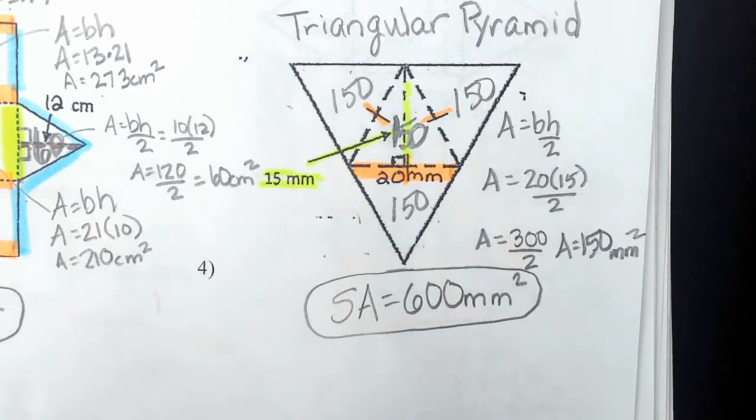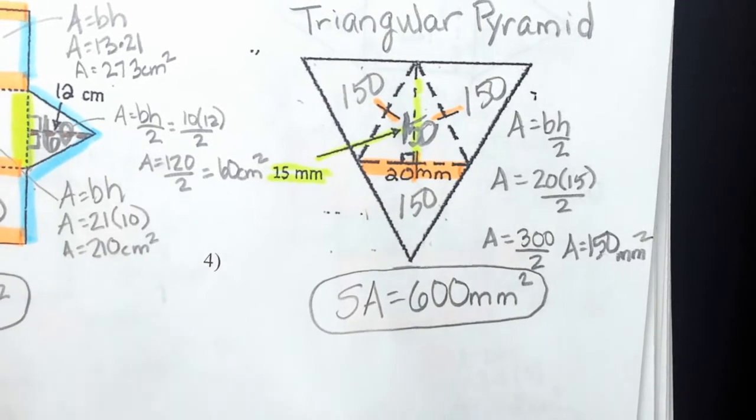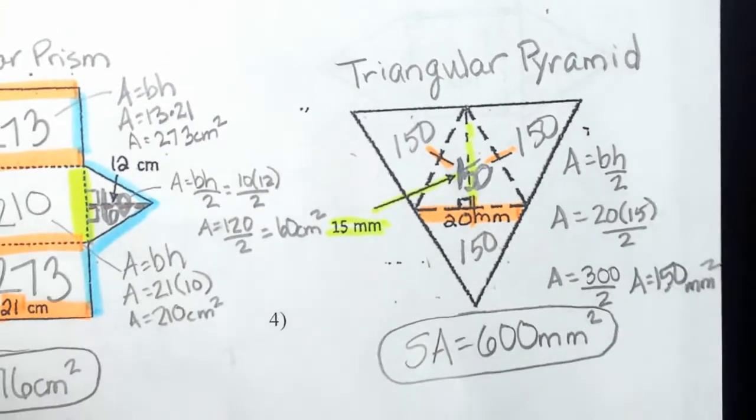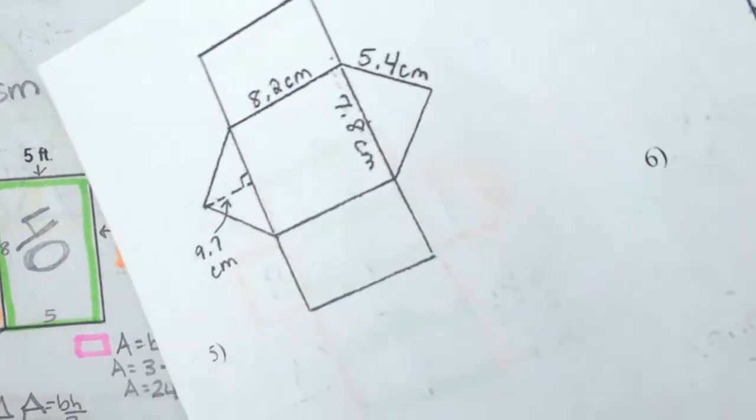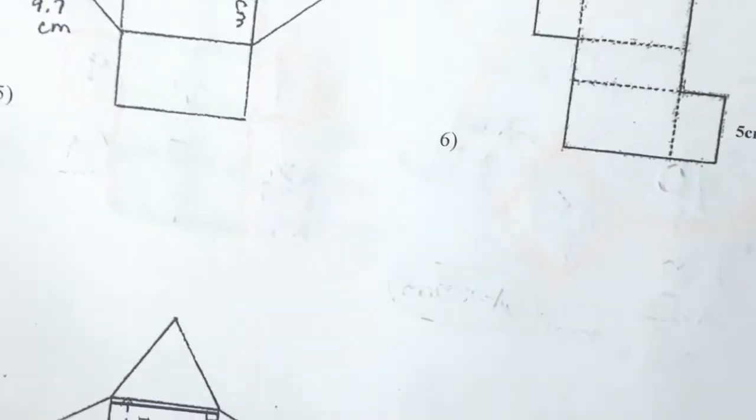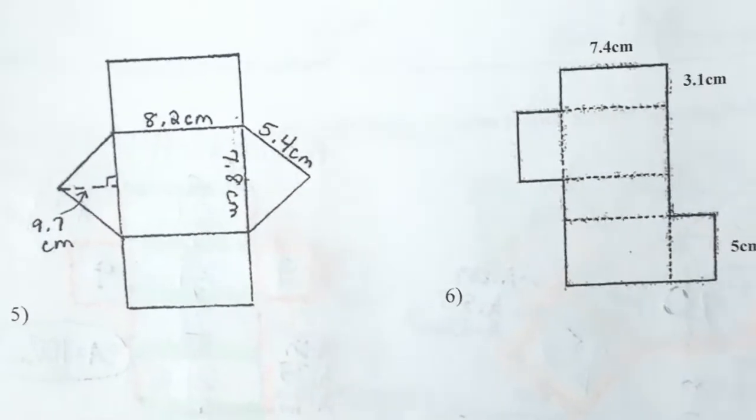And every class has made it this far. Should have the front of the worksheet done. The back is where some of us made it to part of number 5. One class made it to part of number 6. So here we go. Number 5.